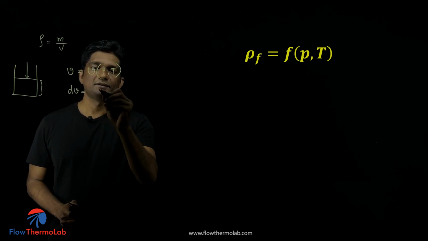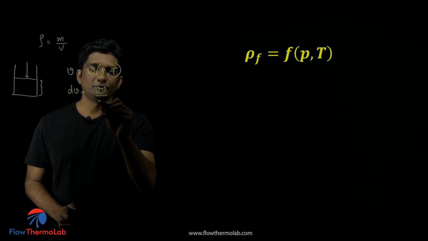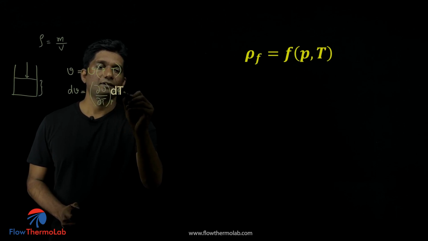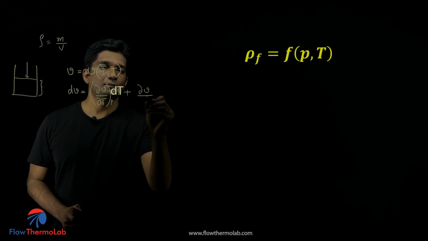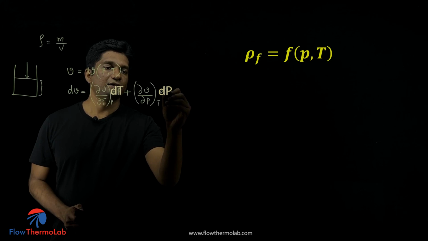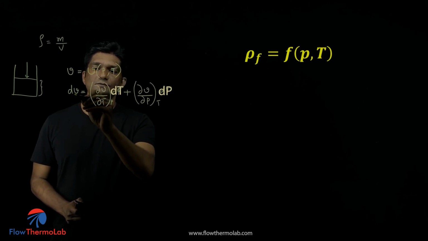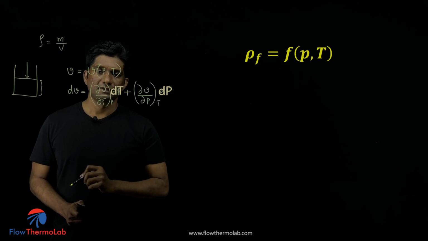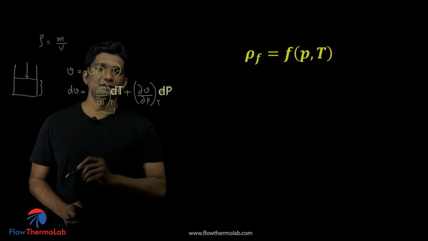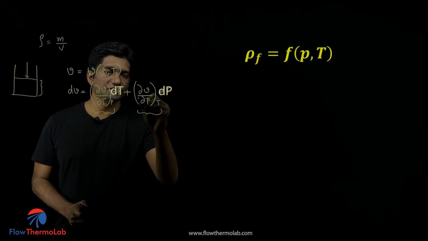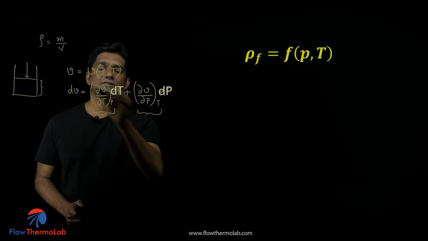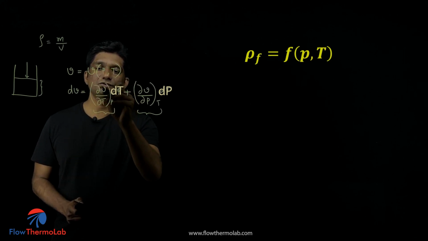So this is nothing but ∂V/∂T at constant pressure dT plus ∂V/∂P at constant temperature dP. So this is what our change in volume is. So what is this term? ∂V with respect to dT. And what is this term? The change in volume because of pressure. So this has to do with the change in temperature, which is going to change the volume.